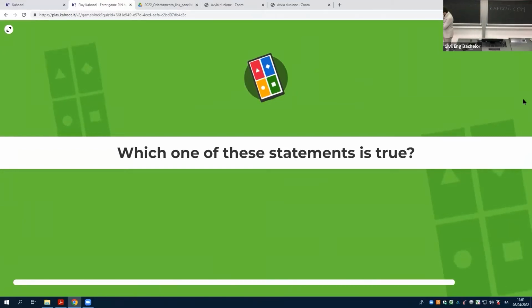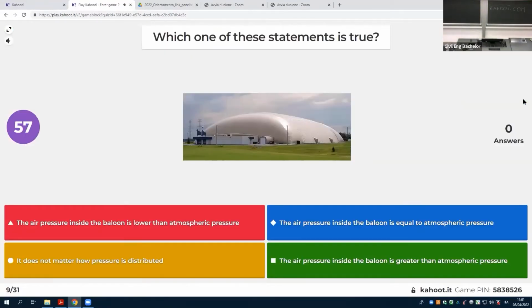what do you think? Which one of these statements is true about the air pressure inside the balloon? Is it lower than the atmospheric pressure? Is it equal to atmospheric pressure? It doesn't matter how pressure is distributed, or the air pressure inside the balloon is greater than atmospheric pressure. If you want to design these structures, what would you do?